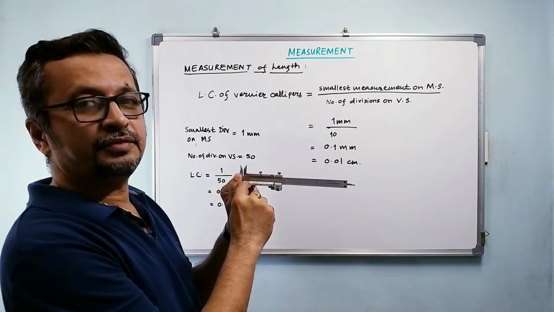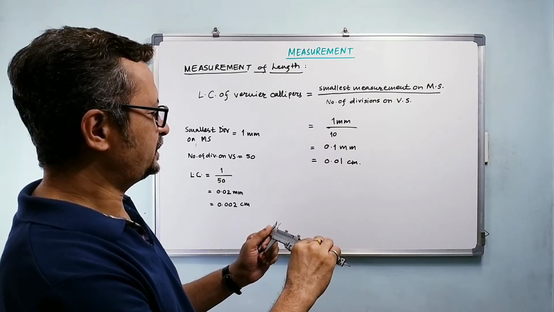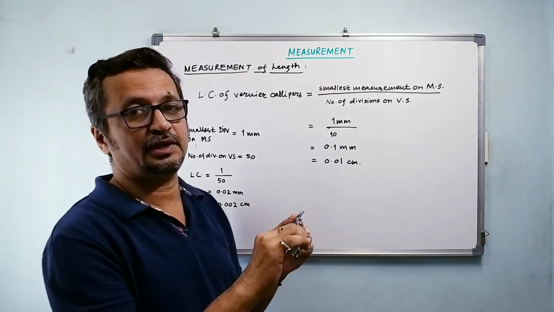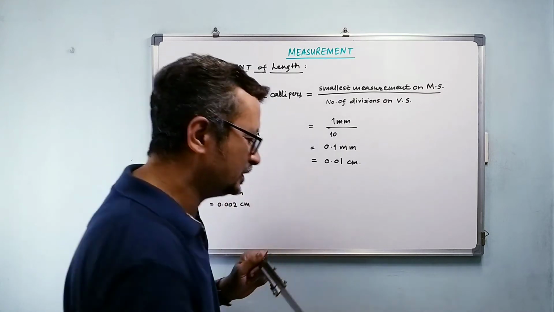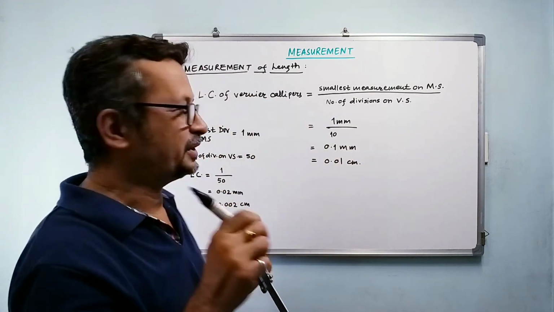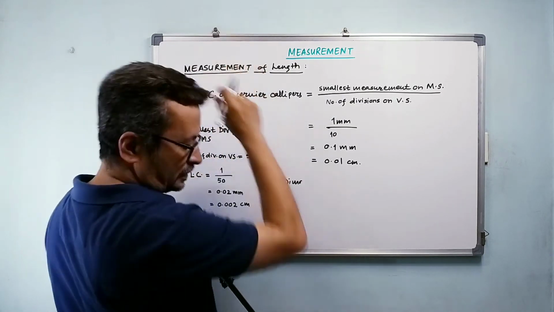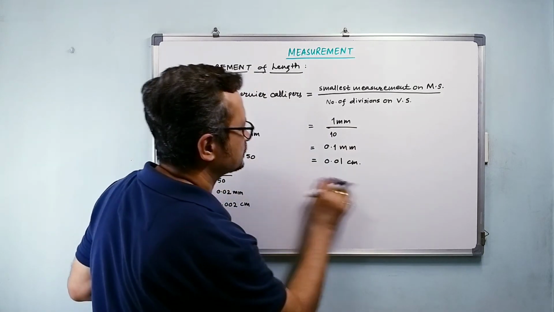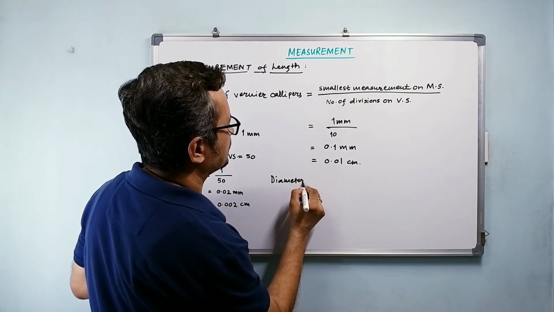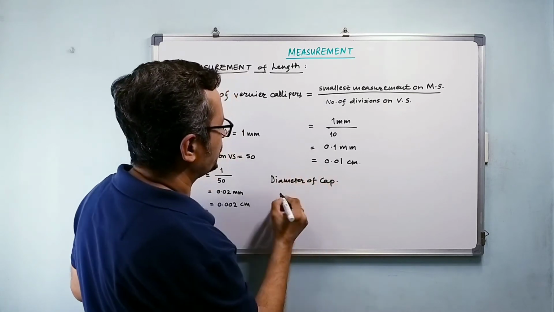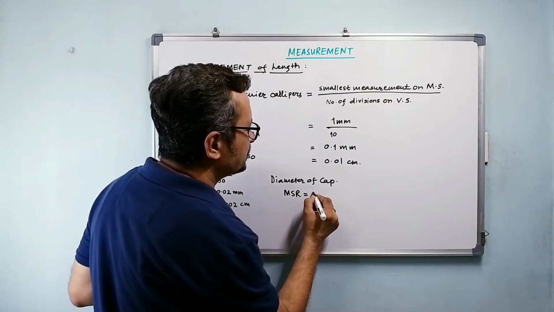Now how do I make the measurement? The zero of my vernier scale is between 14 millimeter and 15 millimeter. So I am going to write 14 millimeter there. For the diameter of the cap, the main scale reading, MSR, I'll write, is 14 millimeter.